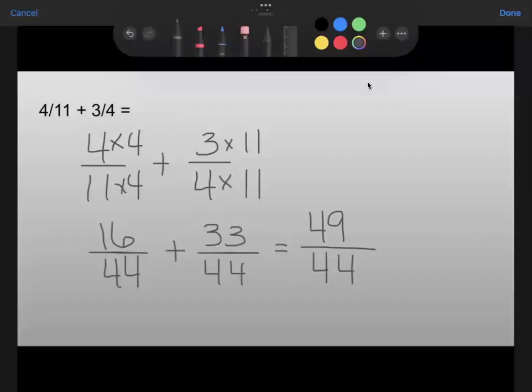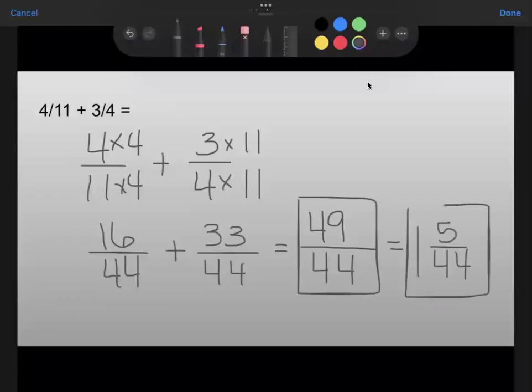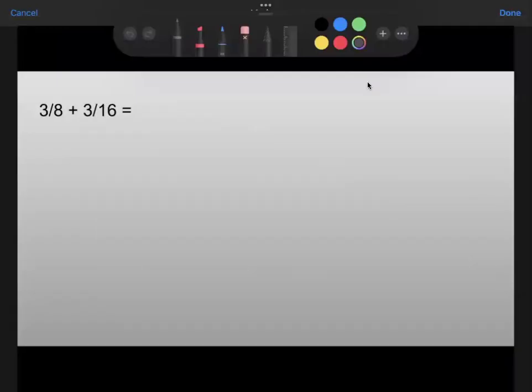Now here comes the part where I could turn this improper fraction into a mixed number. An improper fraction is a fraction that has a numerator that's bigger than the denominator. Check out previous videos I've done on this subject. So 44 fits into 49 one time, and I would have 5 left over. So if I were to simplify my original answer, which is correct, it's just not simplified, it would turn into this: 1 and 5 over 44.